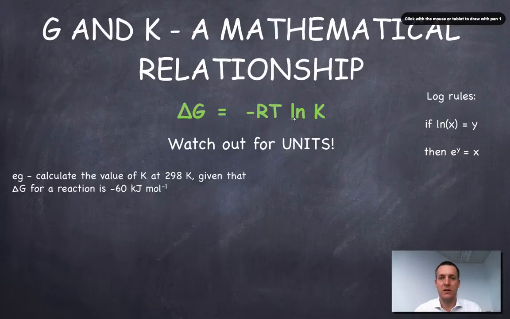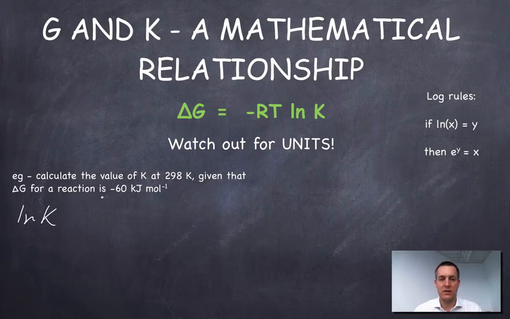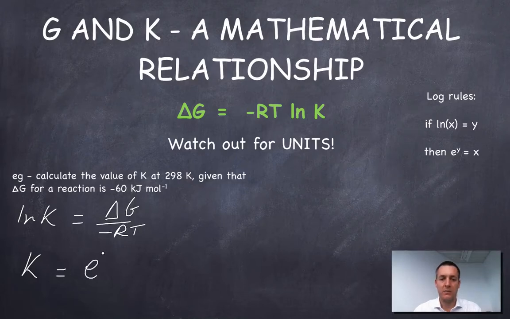And that allows me to rearrange this formula. First of all, we can see that ln K is going to equal delta G over minus RT, or minus delta G over RT, it's the same thing. And if that's true, then, using this log rule, K equals e to the power of minus delta G on RT.